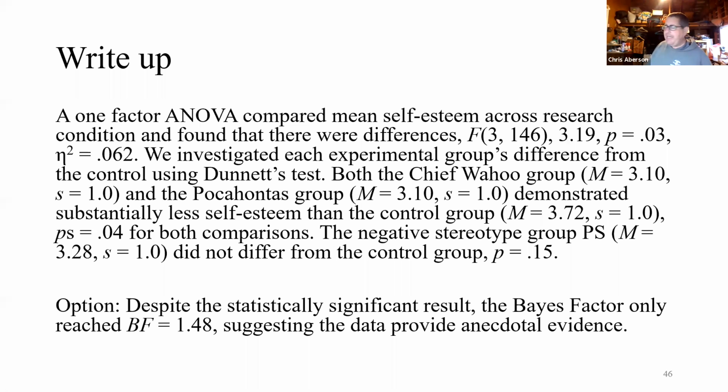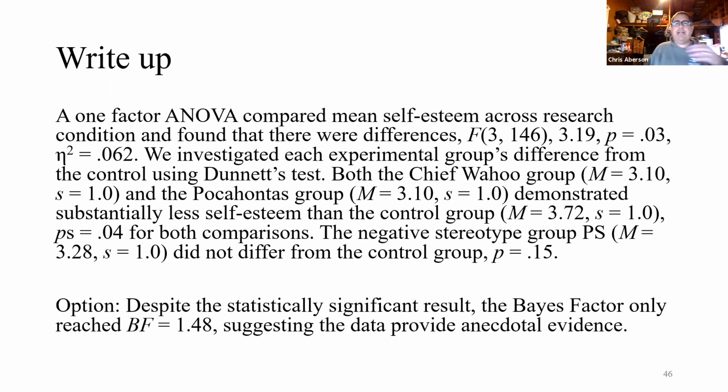These are pretty short slides, but I like to provide good examples here so that you can model your own work after that. One factor ANOVA compared mean self-esteem across research conditions, found that there were differences. I present the F value with its degrees of freedom, probability value, eta squared value. I talk about which test I use.